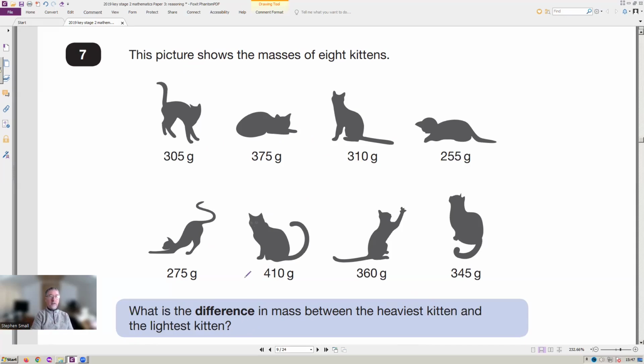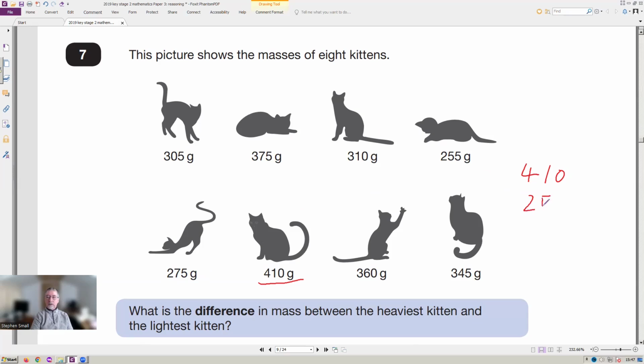So let's find the largest first. Well, these are all 300 things. There's a 250, there's a small one. There's another small one. That's the only one with 4. 410's the biggest. So let's put 410 up there. And let's find the smallest. These are 3s. We got a 2 something there, a 2 something. That's the only ones in the 2s. 275, 255. 255 is the smallest.